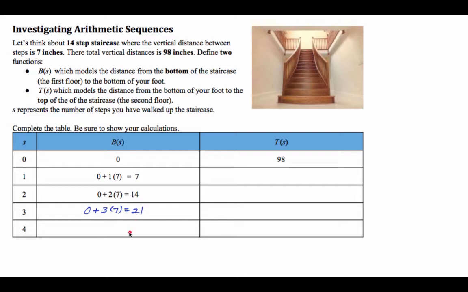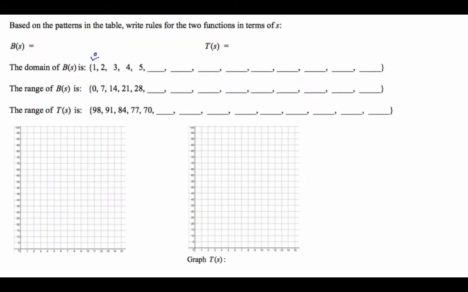How about the next one? That's right, it's 28. And we'll do the t sub s in class, so don't worry about that one. And if you feel brave, go ahead and try it at home. So the domain of b sub s is just values of s, right? Which is 0, 1, 2, 3, 4, 5, and so on and so forth. Oops, I guess I did it backwards. Okay, so the equation for that is 0 plus 7s, right?